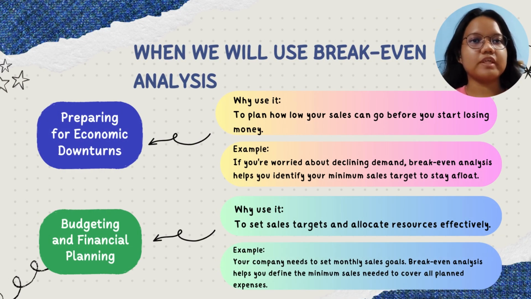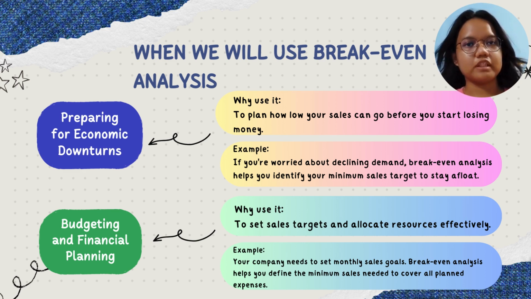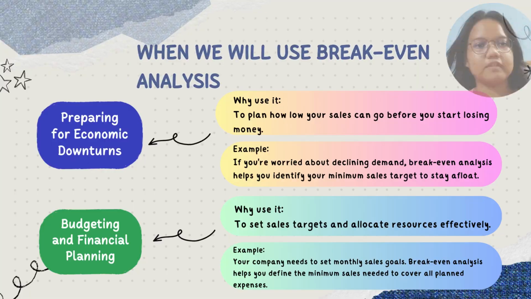For the fifth situation, you need to prepare for economic downturns. At this time, break-even analysis is important to plan how low your sales can go before you start losing money. And our last situation is budgeting and financial planning. Break-even analysis will be used to set sales targets and allocate resources effectively.